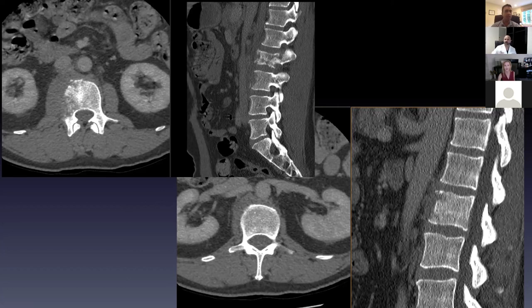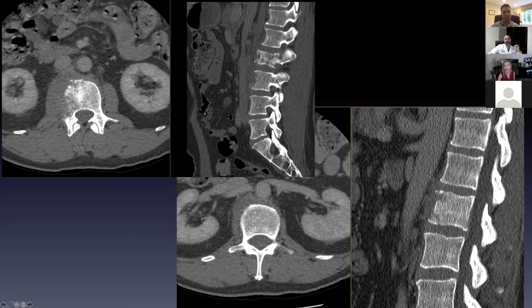Because right now, is he on antibiotics? What if they think it's infection? He's been treated with antibiotics. He's been treated with antifungals for cocci. Nothing has helped. He's still progressing. Wendy, this is the same case. This is the same CT and the MRI.